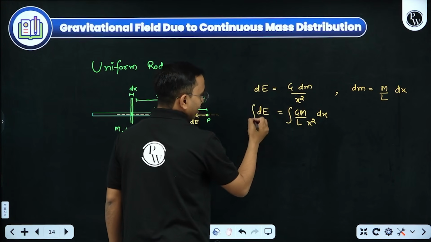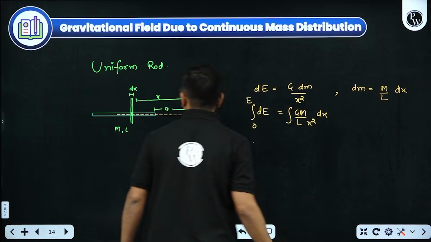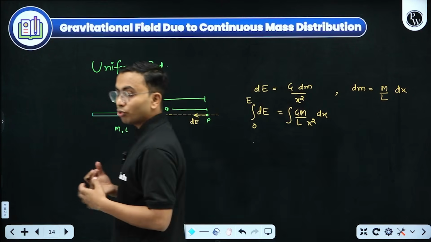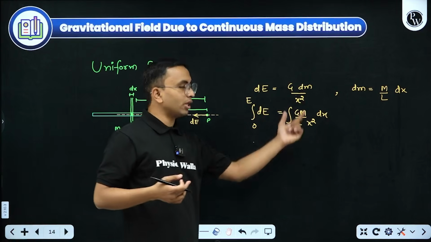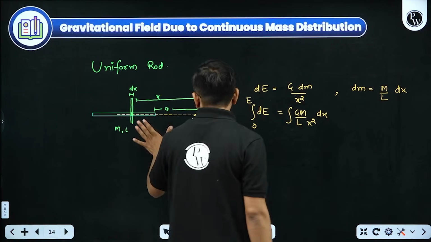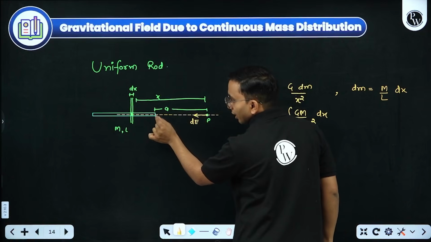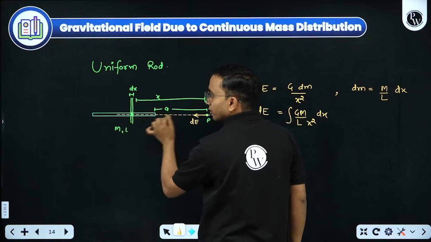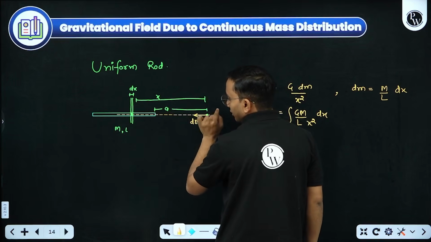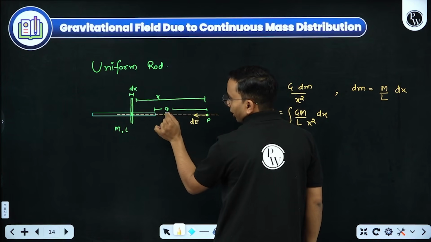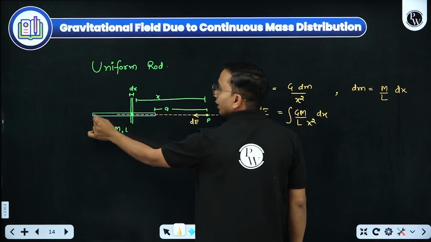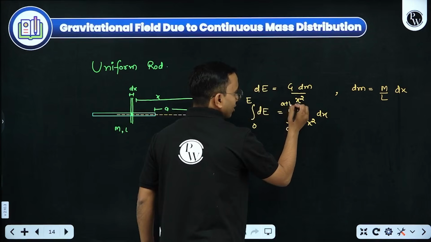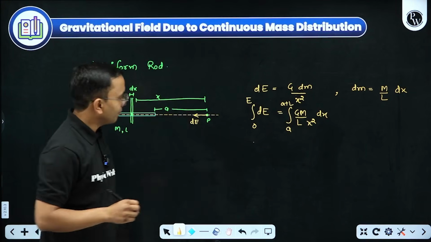This was my dE. It goes from 0 to E, and I need to consider the total length of this rod. Those who don't understand how to put the limits will put 0 to L, and the answer will be wrong. Here you see my x is going from A to A plus L. I need to consider the complete rod. I'm taking the x distance from this point P, so to consider the complete rod, x will go from A to A plus L. So the limit will be A to A plus L.